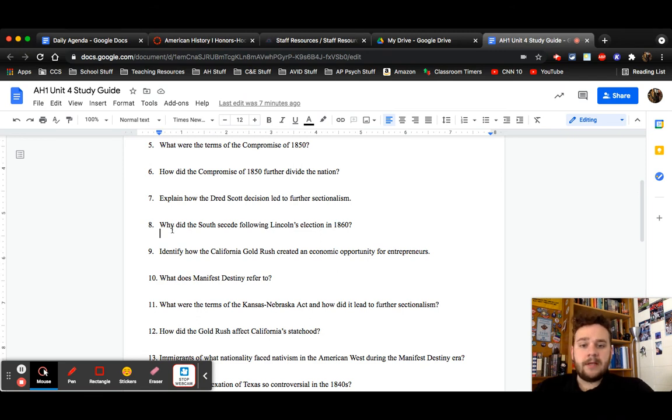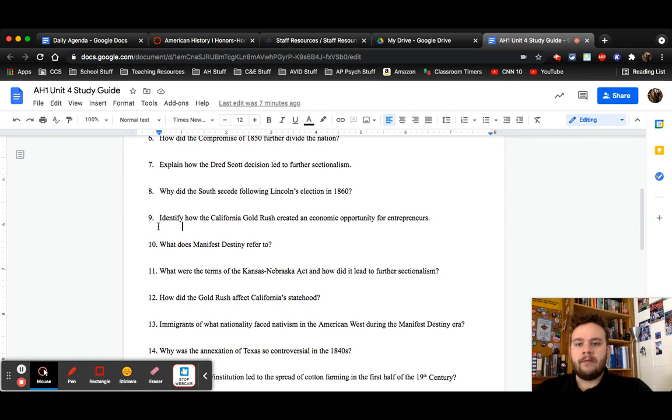Why did the South secede following Lincoln's election? They thought that he wanted to end slavery throughout the entire country. They saw him as a threat to slavery, despite the fact that in 1860 he ran on the platform of not letting slavery expand into Western territories. He didn't run on ending slavery everywhere, but that's why they seceded.